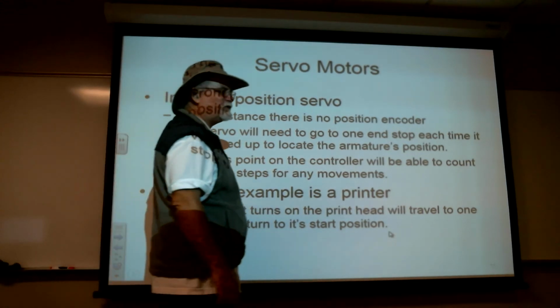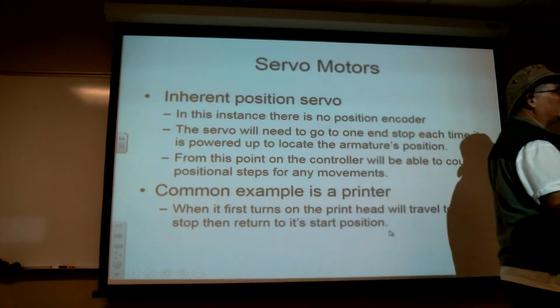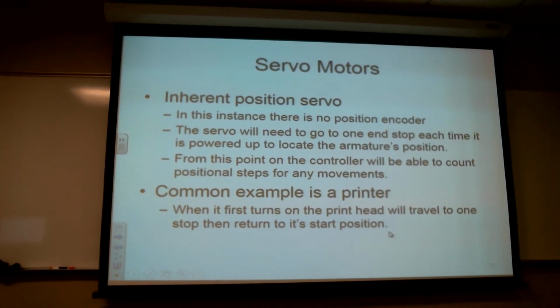So the inherent position servo is that guy that doesn't really know where it's at. Every time you turn it on or every time you use it, you're going to have to go find a reference point. Your printer is a good example of that. 3D printers, the low-end drive, mill drives.